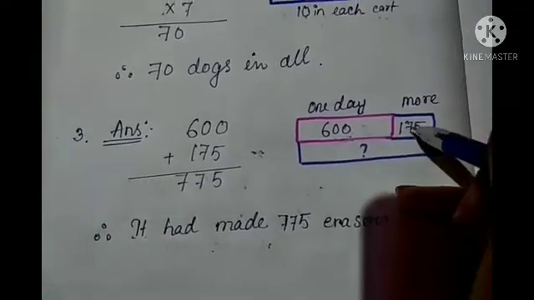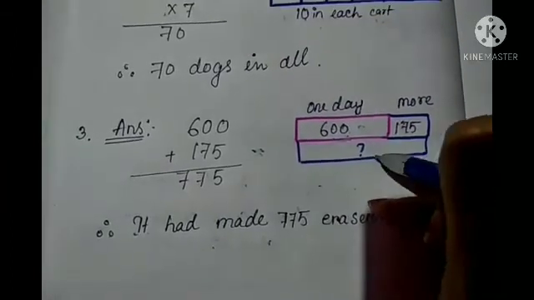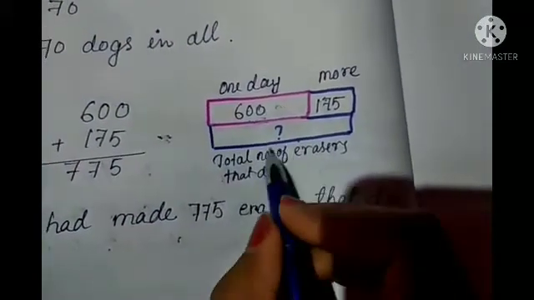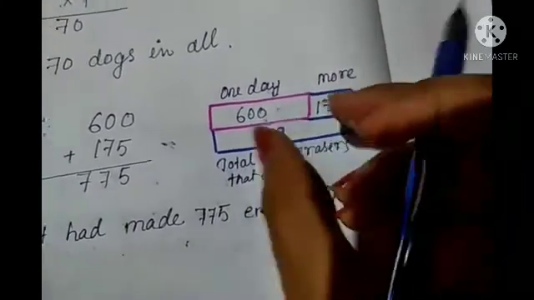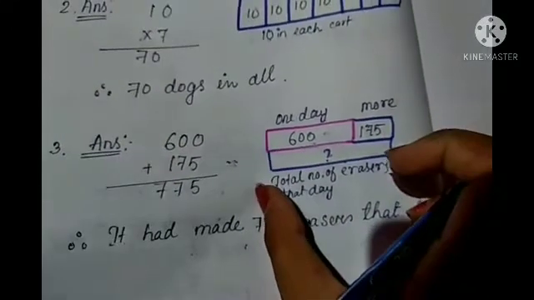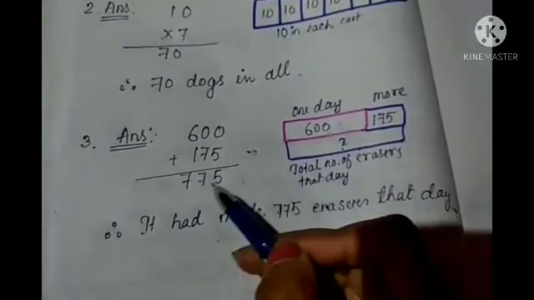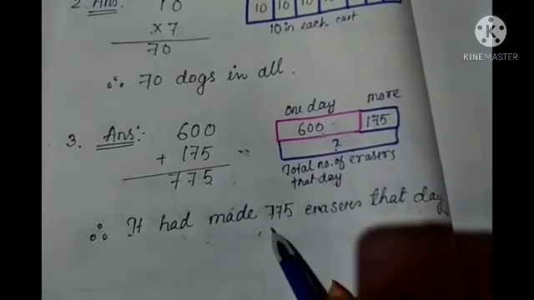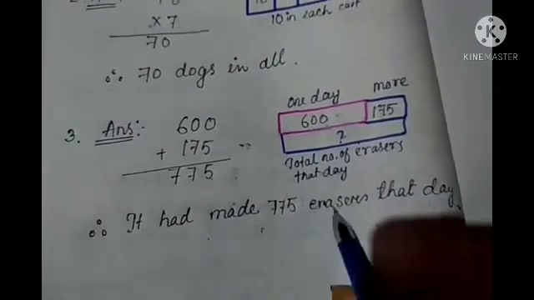Right? With this we have to include this number also. So when we are joining these two amounts, then we will get the answer, right? So the total number of erasers that day we can find out by adding them. Here I have used simple words, so that by looking at the model it will be clear what we have to do and what these boxes represent. So 600 plus 175, if you do, we'll get 775. So it had made 775 erasers that day.